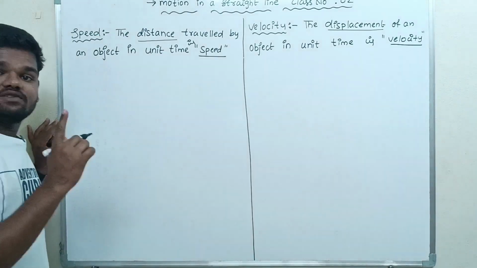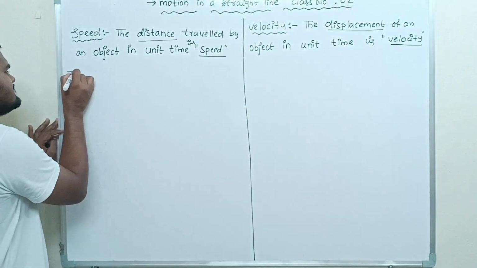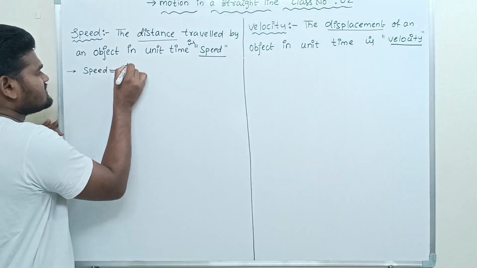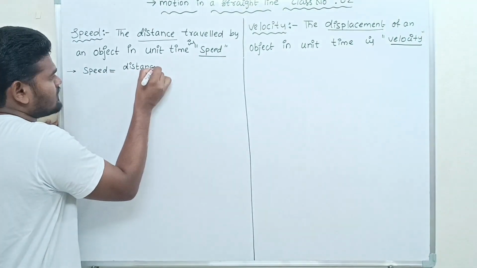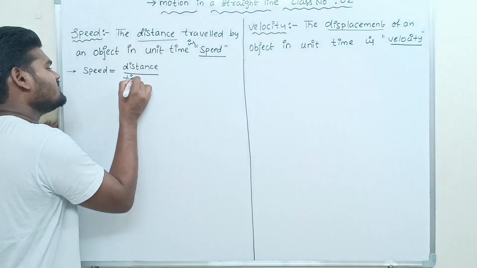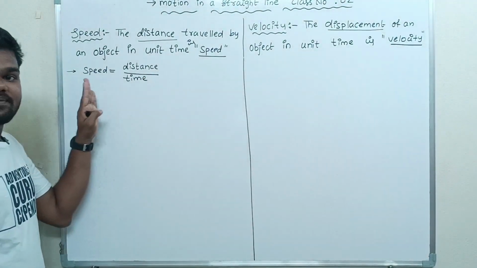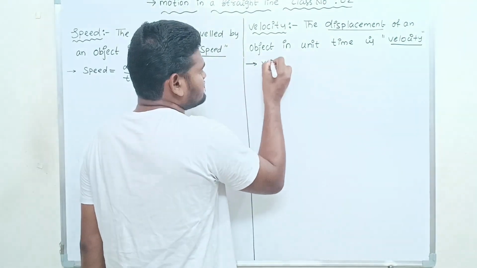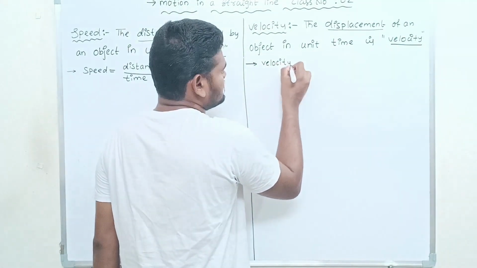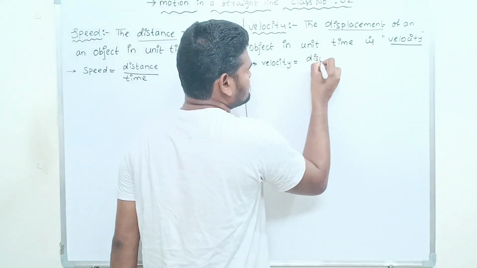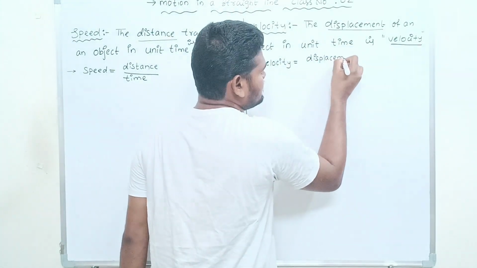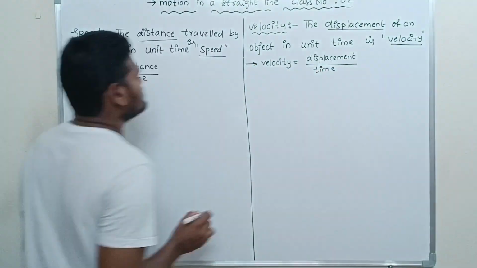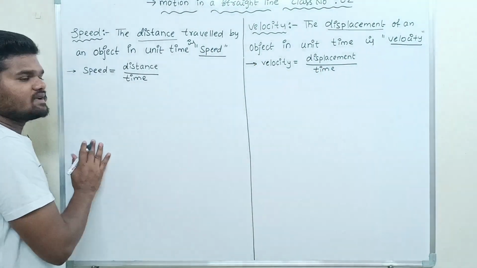The general formula for speed, in simple terms, can be written as distance divided by time. In simple words, speed is equal to distance by time. Velocity can be written as displacement divided by time. Are you getting? Distance by time, displacement by time.